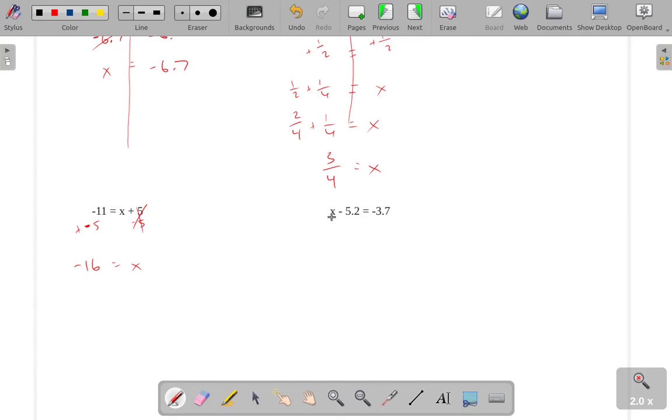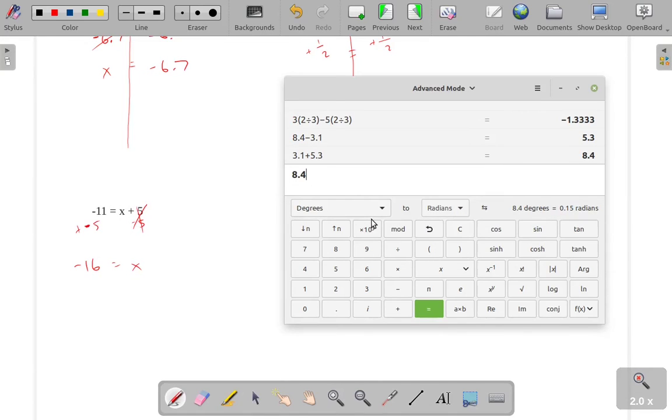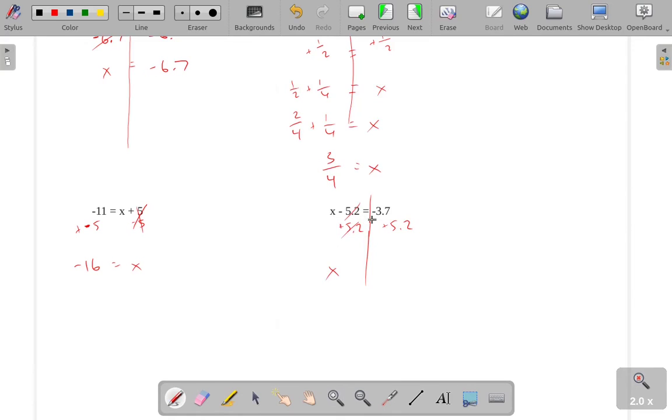And on this one, I'm starting with x, subtracting 5.2. To get rid of the 5.2, I'll add 5.2 to both sides. Oops. I don't want to say plus 5.2 equals, because what I'm doing is I'm modifying this. I'm kind of putting it all together. Alright, so I'm adding 5.2 to that side, which they cancel. I'm adding 5.2 to this side, which gives me 5.2 minus 3.7 gives me 1.5.